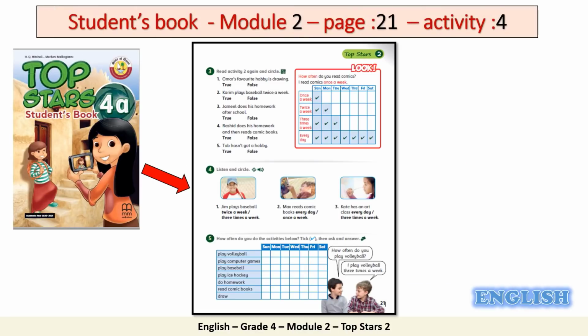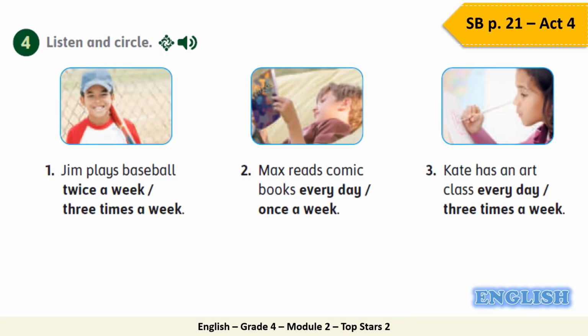Grab your student book and open it at Module 2, page 21, and pay attention to activity number 4. In this activity, you are going to listen to the audio and circle the correct answer. Let's read number 1, 2, and 3 together. Number 1. Jim plays baseball twice a week or 3 times a week. Number 2. Max reads comic books every day or once a week. Number 3. Kate has an art class every day or 3 times a week.